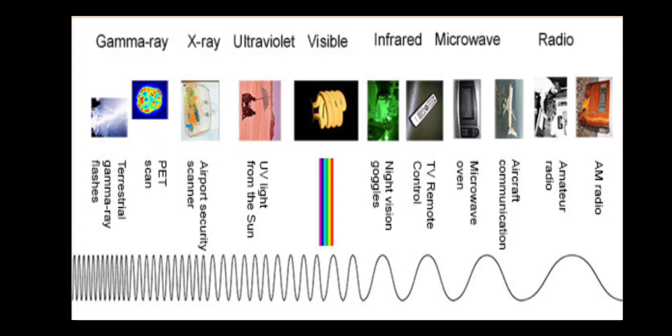The first one is radio waves, and these radio waves are used for communications such as television and radio. Another is microwaves, which we have at our home for cooking the food and for satellite communications.